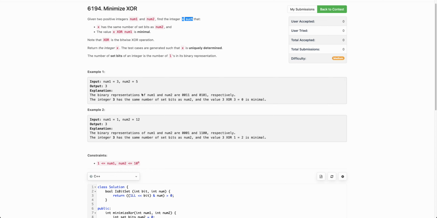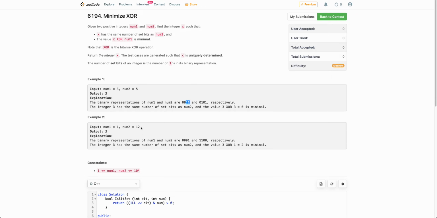So if you look at it, 3 also has two set bits, right? And 3 XOR 3 is 0, which is minimum. So we can put x equal to 3 so that it satisfies both the conditions, right? So hope you get the problem. Now let's look at how to solve this.